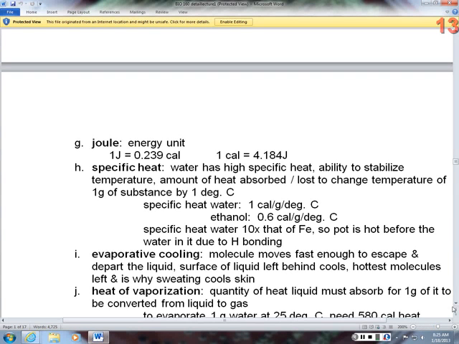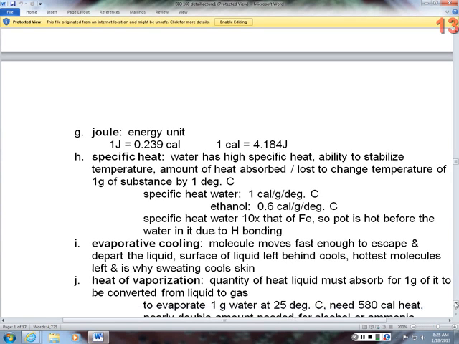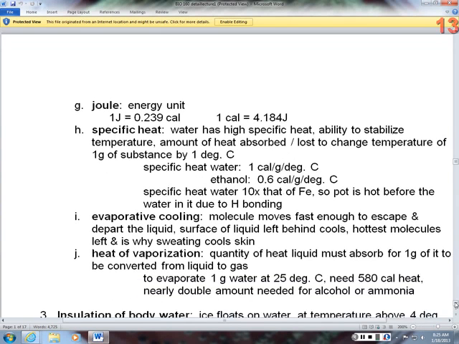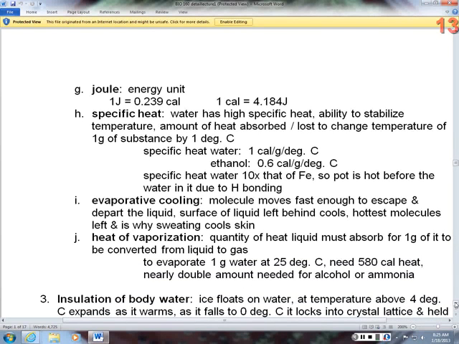So with evaporative cooling, the molecule moves fast enough in there to escape and depart the liquid. When something is evaporating, you put enough heat in there and it's jumping up and down high enough that it finally just gets to leave. And when it leaves, it takes some of the energy with it, and that's why you have the cooling of what is left behind. So when you sweat, you've heated up that moisture on your skin enough that a molecule gets to leave. When it does, it takes some energy and it leaves the temperature behind lower, and that's what cools you off.